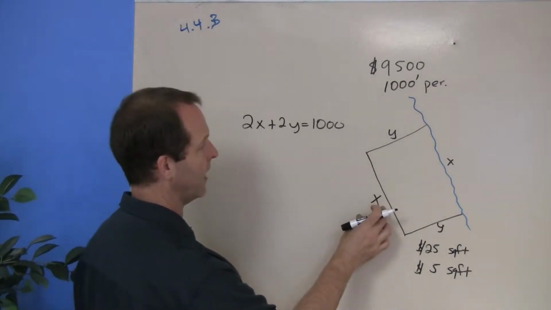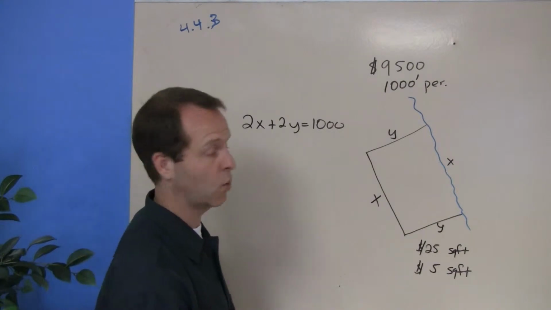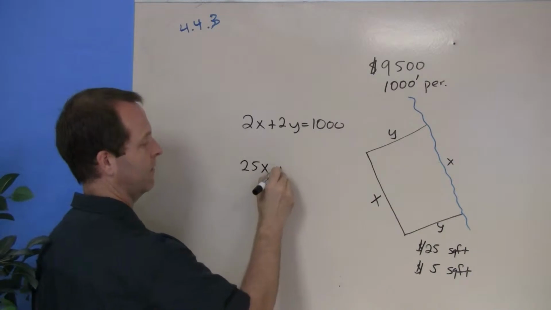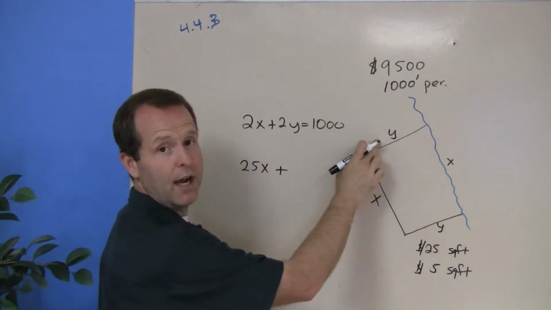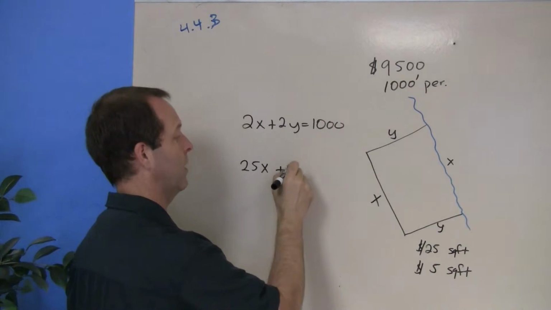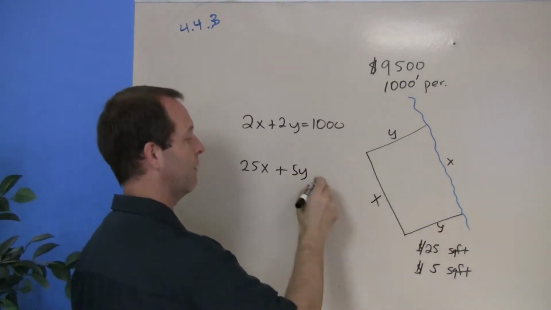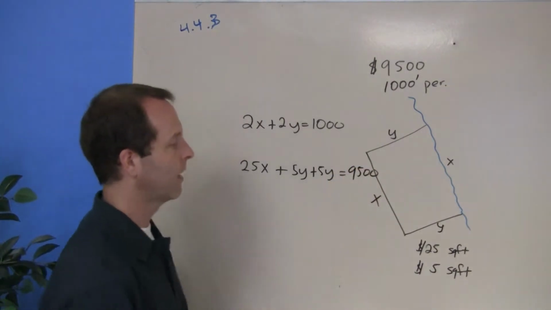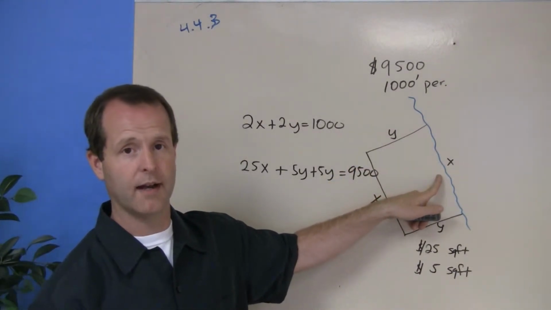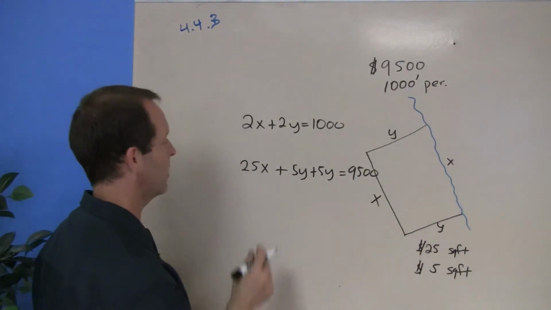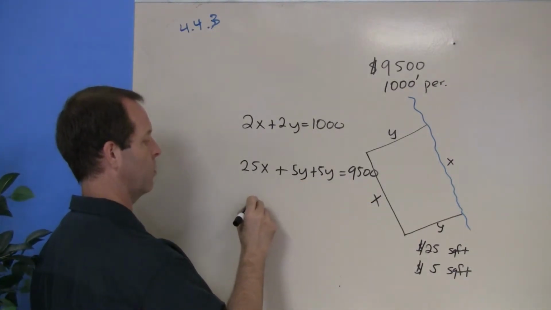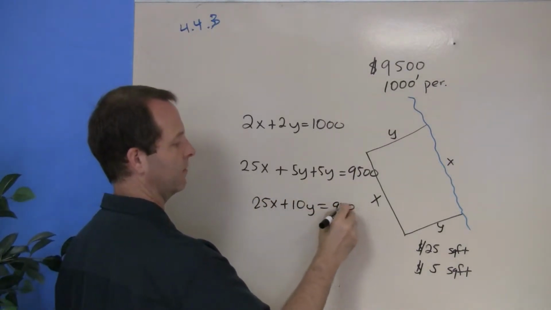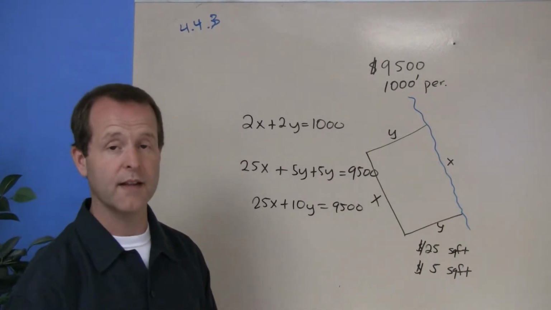So for X feet right here, I've spent $25 per foot, so 25X. On the sides, I spent $5 for every Y feet, so plus 5Y, and over here, 5Y. And the total cost equals $9,500. Obviously, I didn't put any fencing on the riverside. I want to hop in whenever I want to. So let's rewrite this and clean it up a little to make it 25X plus 10Y equals 9,500.